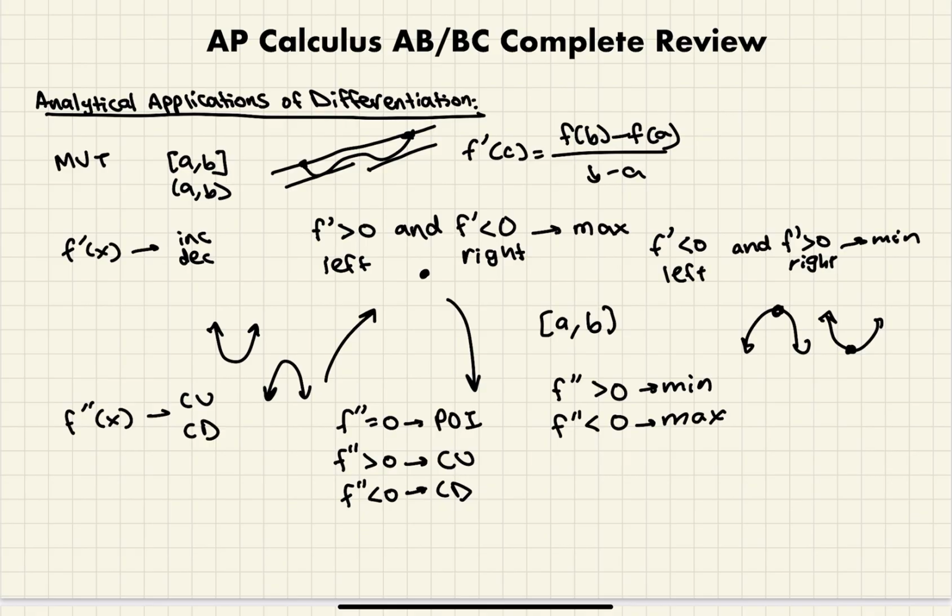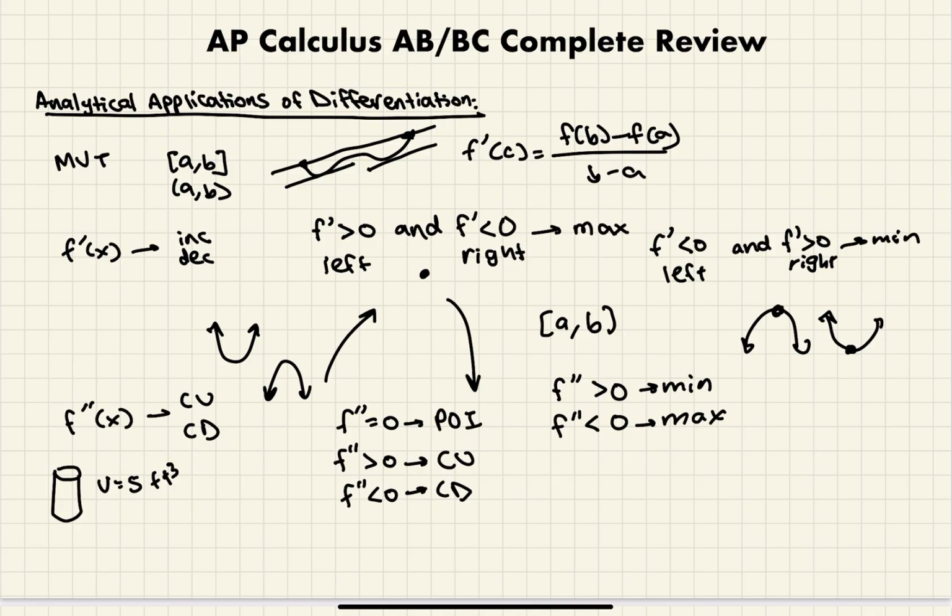The next application is optimization. Optimization is kind of like related rates in the sense that it's word problems, and the best way to actually do it is to do an example. And so let's see the example. You've got a cylinder. Volume is 5 feet cubed. Find the dimensions that will minimize the amount of material used.